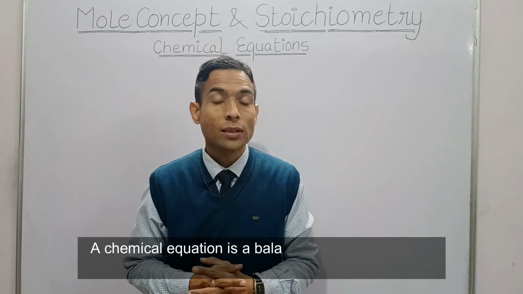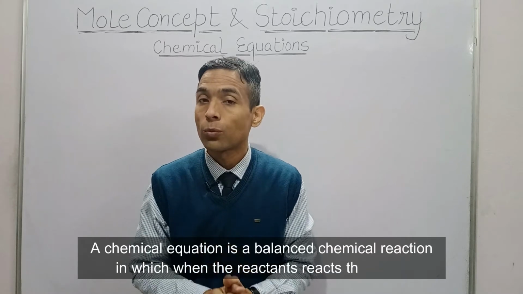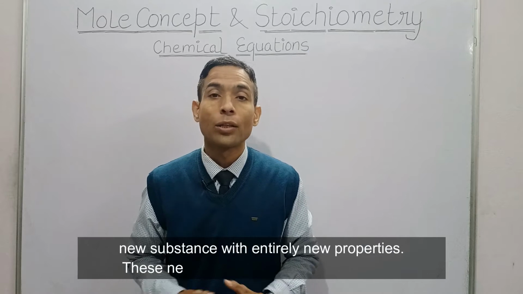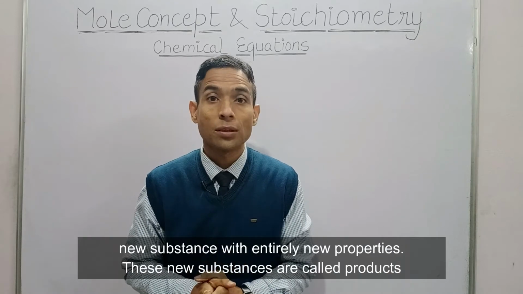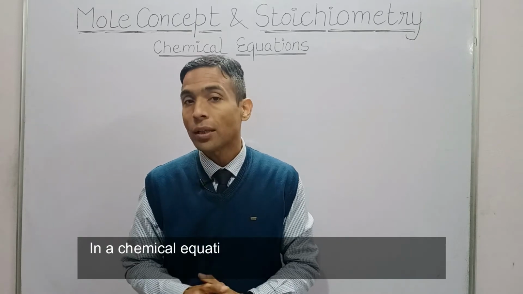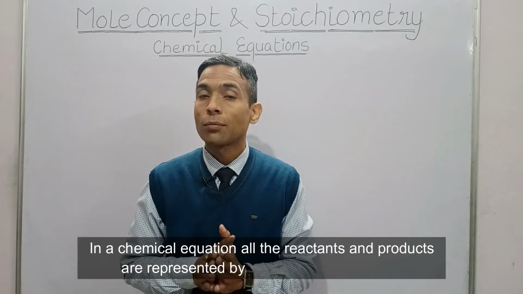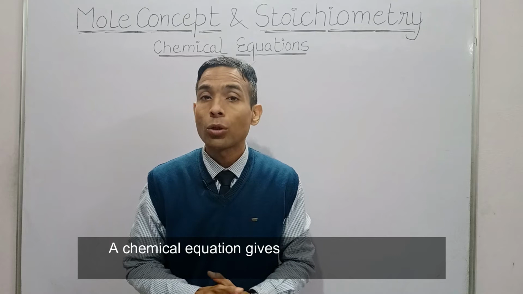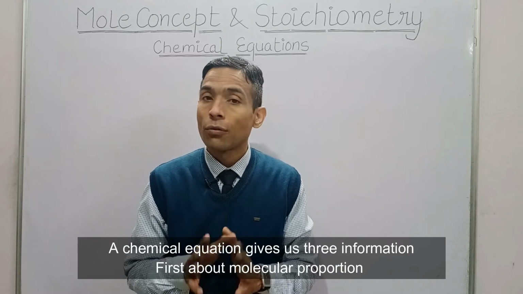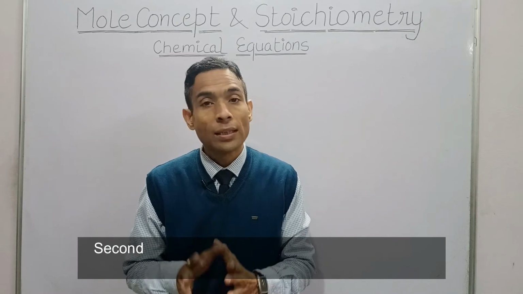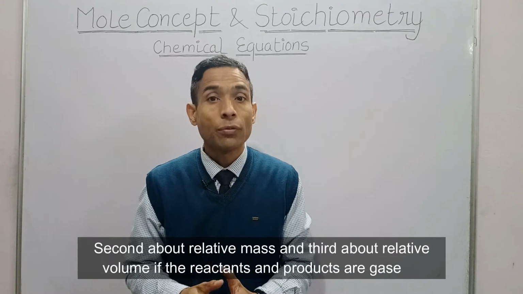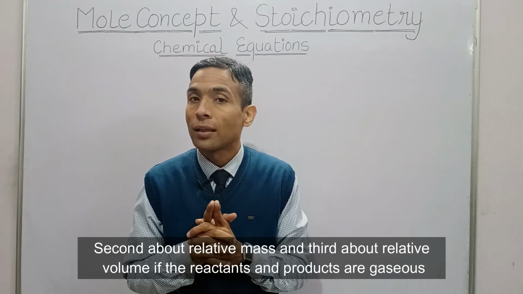A chemical equation is a balanced chemical reaction in which, when the reactants react, they form new substances with entirely new properties. These new substances are called products. In a chemical equation, all the reactants and products are represented by a definite set of formulas. A chemical equation gives us three pieces of information. First about molecular proportion, second about relative mass, and third about relative volume if the reactants and products are gaseous.